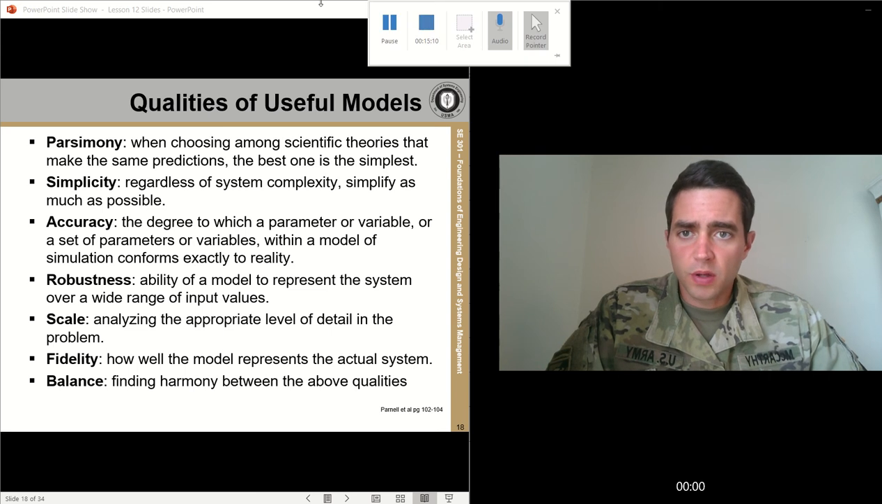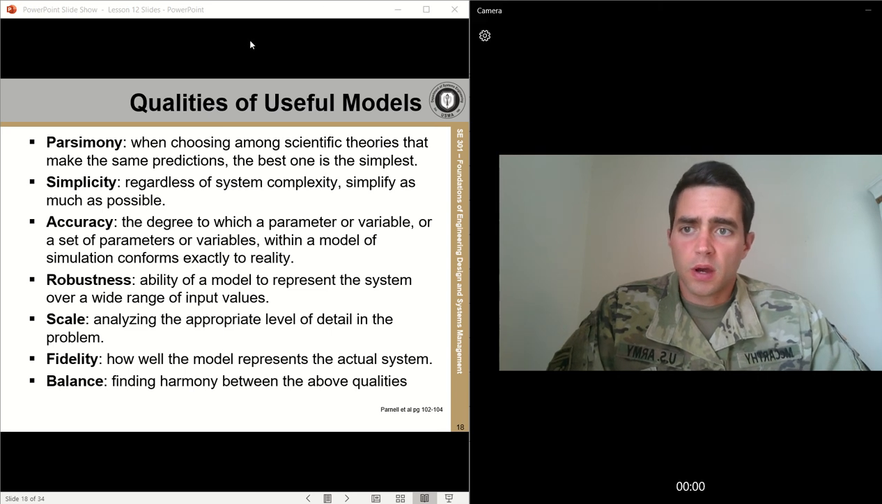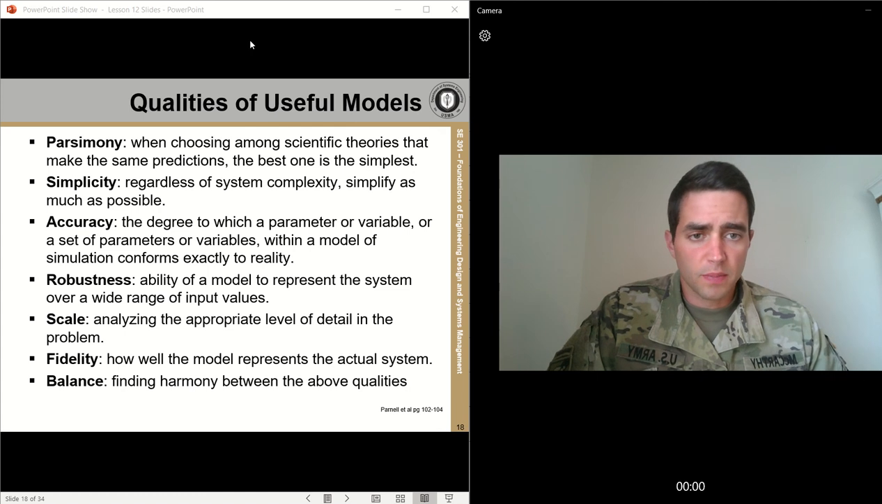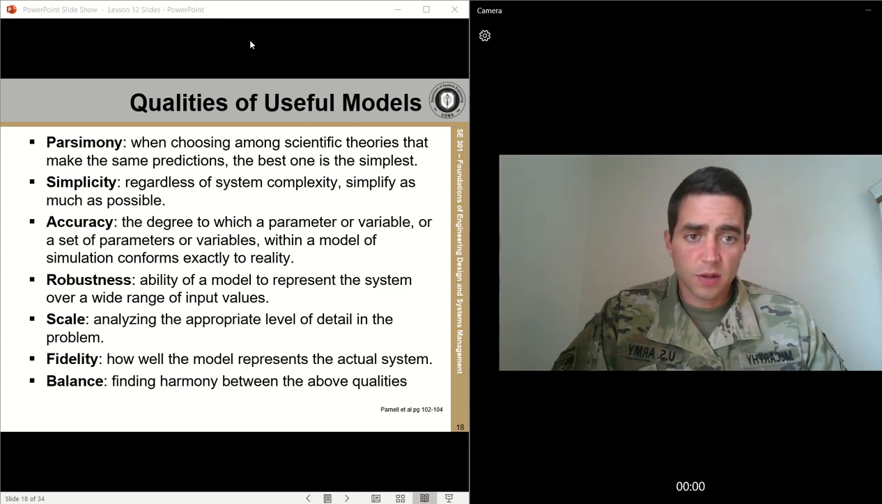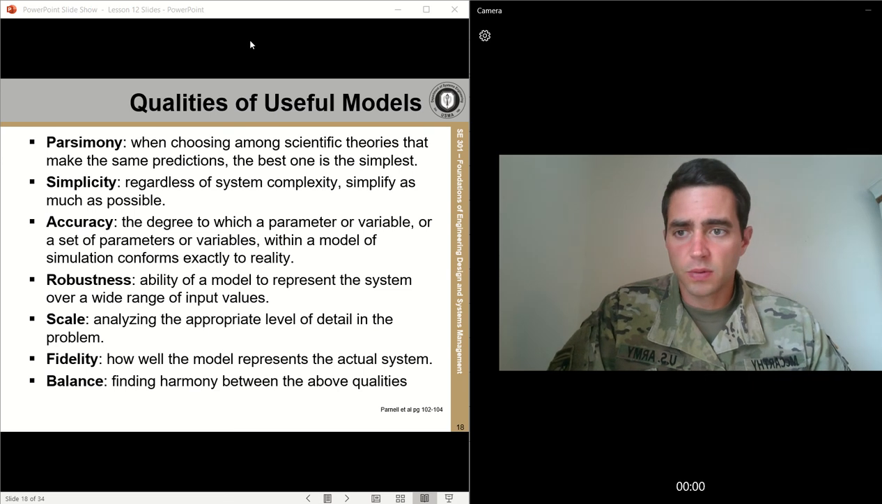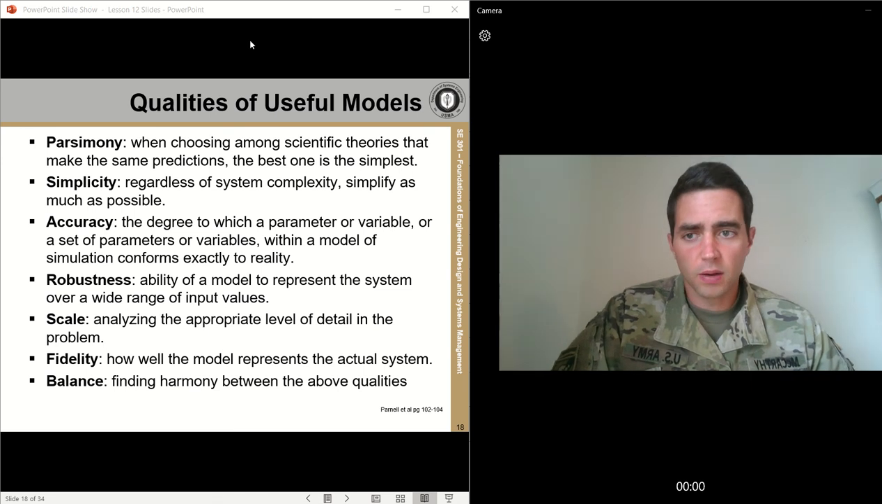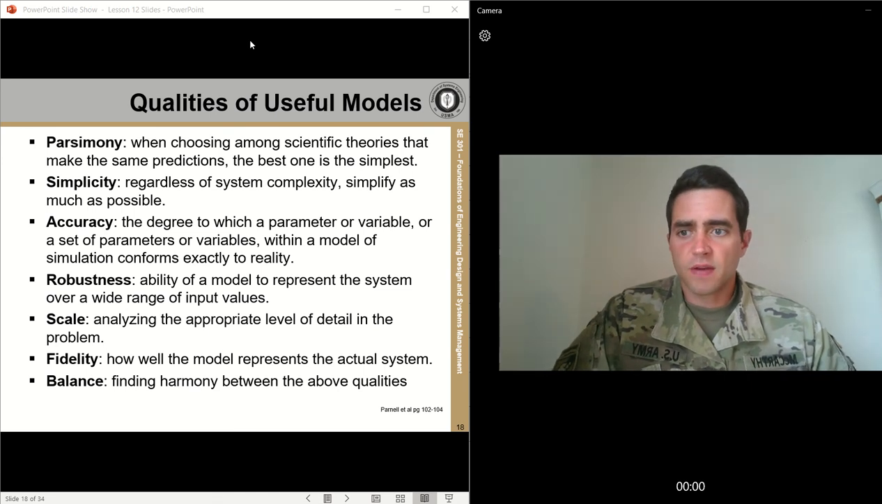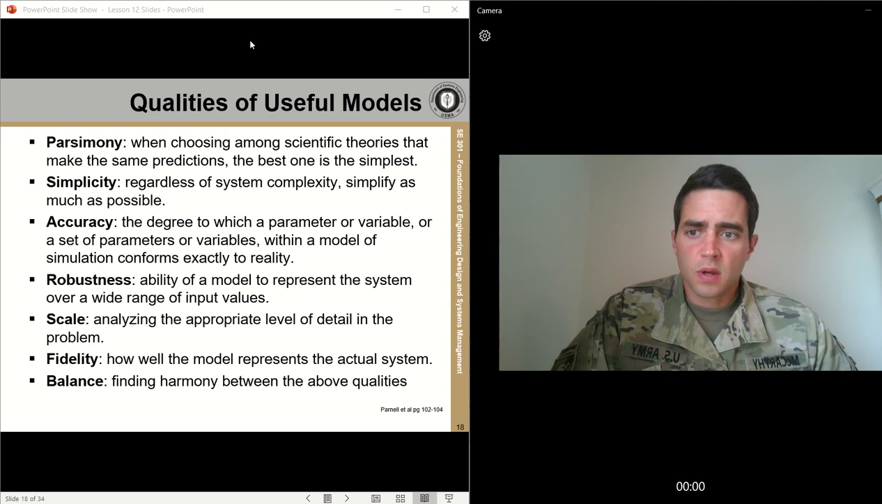So here are some qualities of some useful models. I'm not going to read them all in detail, but just think as you're building your model, or as you're telling your stakeholders or your modelers what you need out of that model, it should have these 7 different qualities.